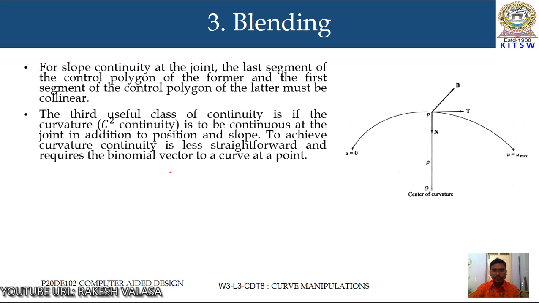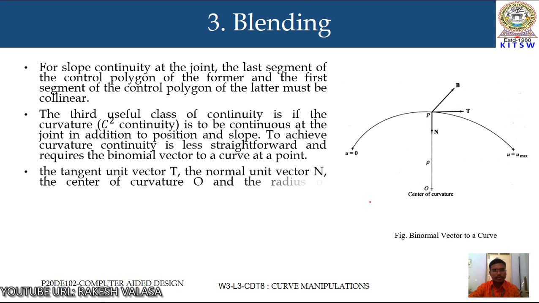Let us take one curve. The starting point is u equals 0. This is the end point, u equals u max. Let us see the terminology. This figure shows the binormal vector of a curve. Here t is the unit tangent vector, n is the normal vector, that means unit normal vector. O is the center of curvature, and the radius of curvature at p is rho on a curve segment.